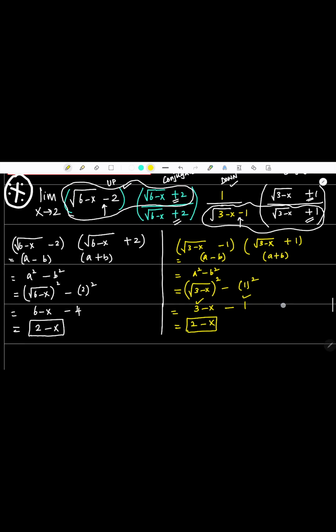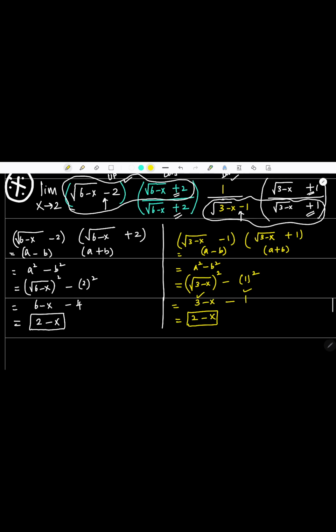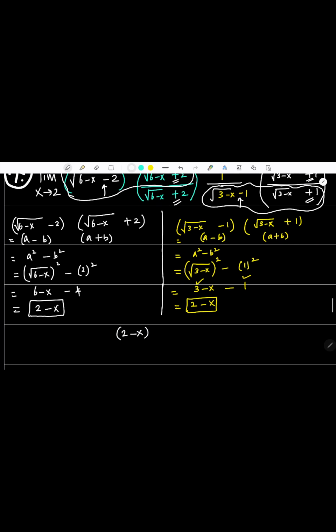Now slowly I will write it by showing the screen. Okay. So let me write now. So this part I got it as 2 minus x, right? And then this I didn't get it. I just write it this one. Square root of 6 minus x plus 2. I didn't get anything.